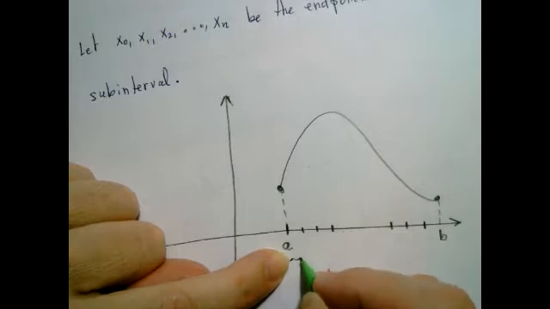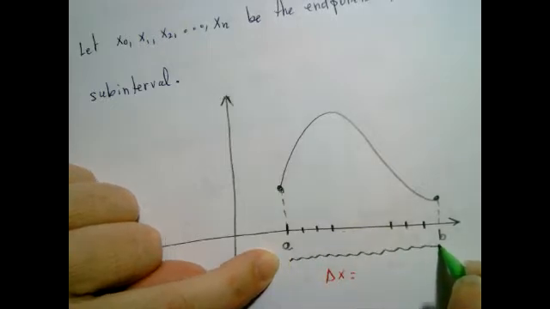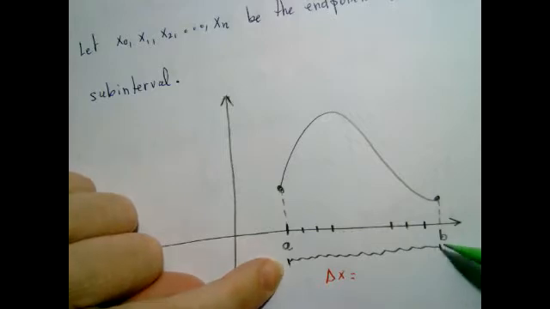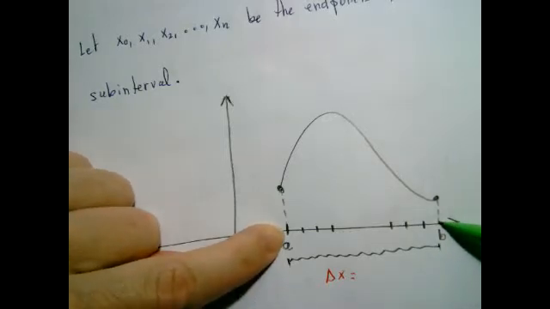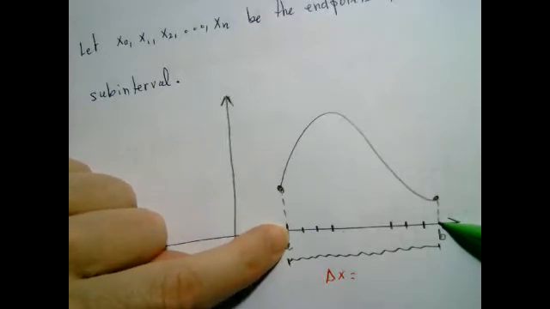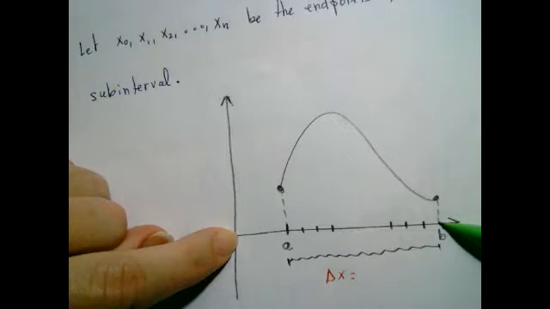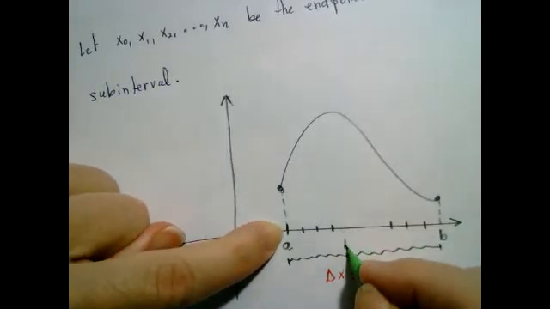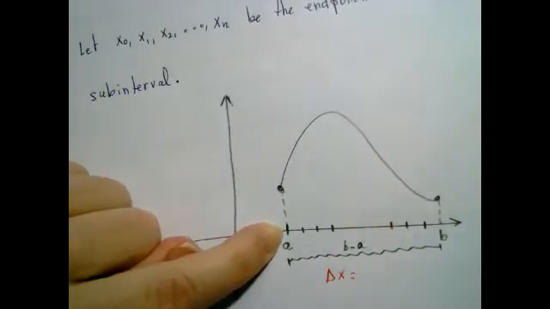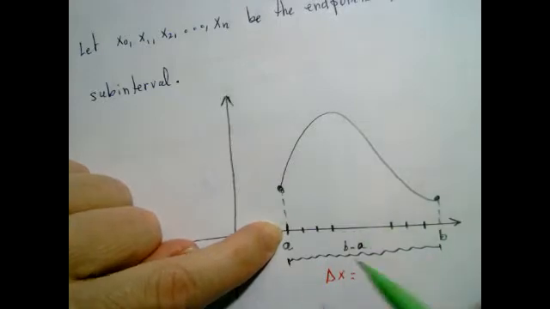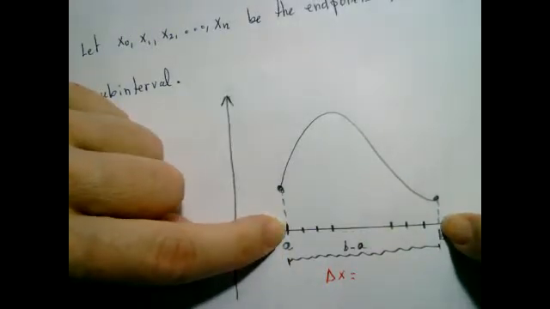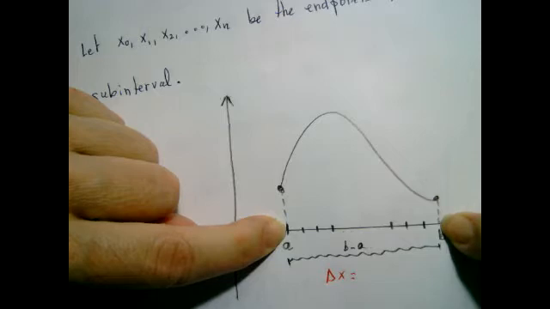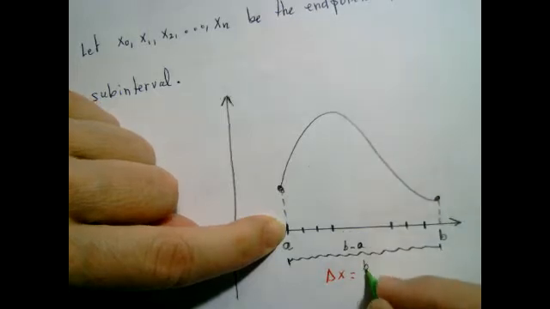How much do we have from here to here? What's the length of this interval? This is b, this is a. The length from here to here is b minus a. If I divide it into n equal pieces, so from here to here I have b minus a, each one of them will be b minus a divided by n.